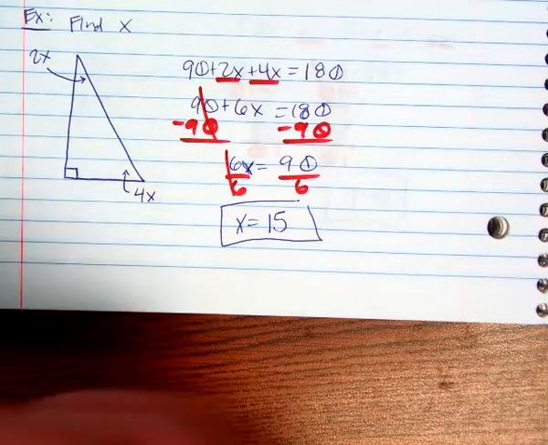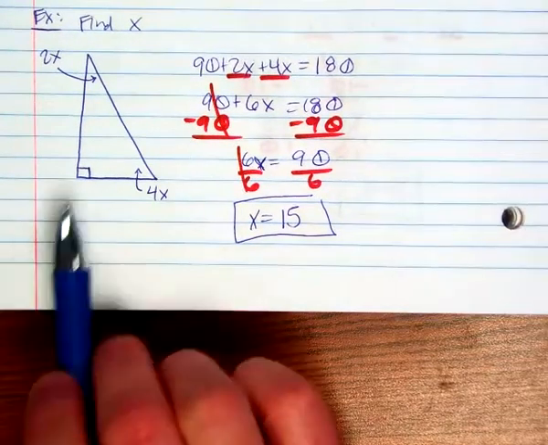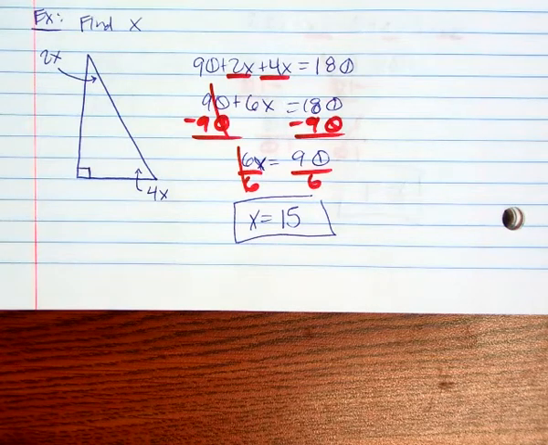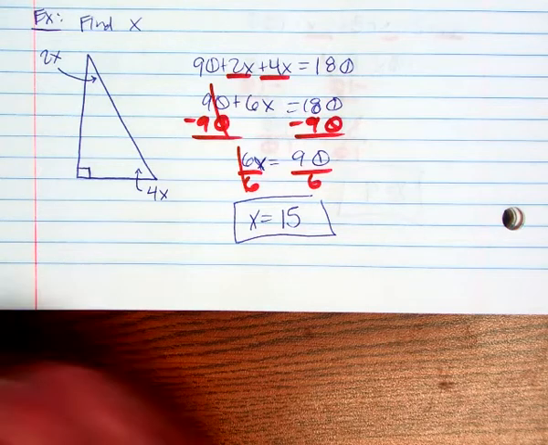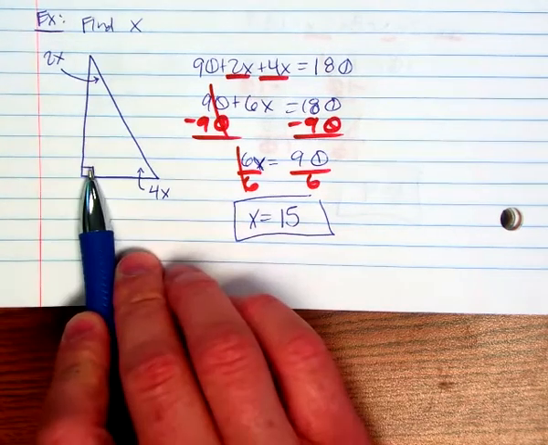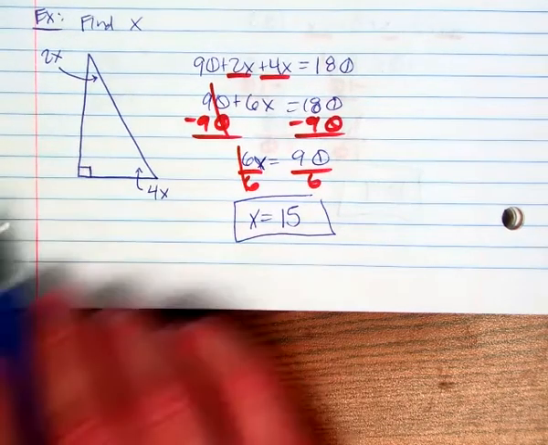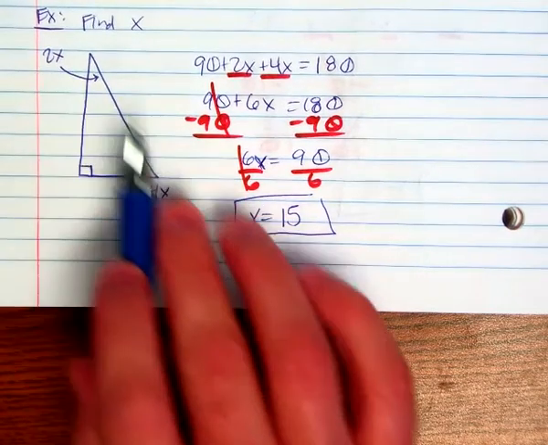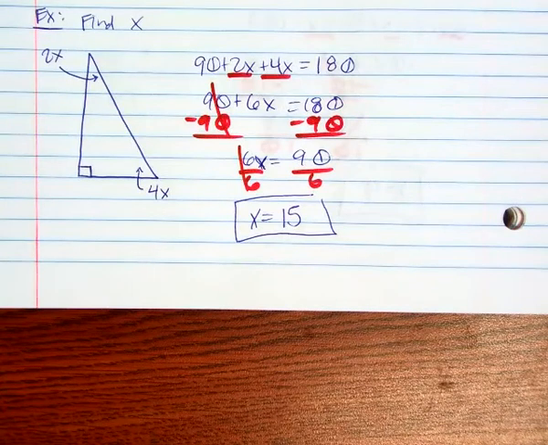The other way that some people set this up is they say if this is 90 degrees, some people are very quick to understand that 90 degrees is how much of 180? It's half of it, right? Half of 180 is 90. So some people say, well, if this is already 90, then I know I'm only looking for 90 more. So sometimes I see people say 2x plus 4x equals 90, and they cut out the right angle completely. They don't bother putting that as part of the equation.